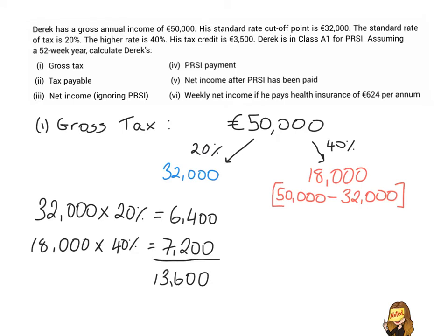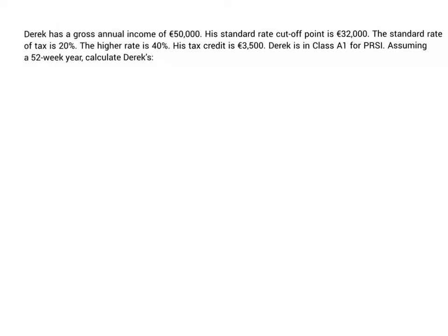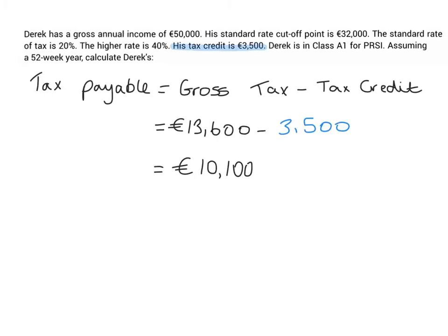We've now worked out Derek's gross tax by breaking up his 50,000 into the lower tax rate of 20% and the higher tax rate of 40%. Now try to calculate Derek's tax payable, and remember tax payable is his gross tax minus his tax credits. So here we've worked out Derek's tax payable by taking away his tax credits of 3,500 that was given to us in the question.